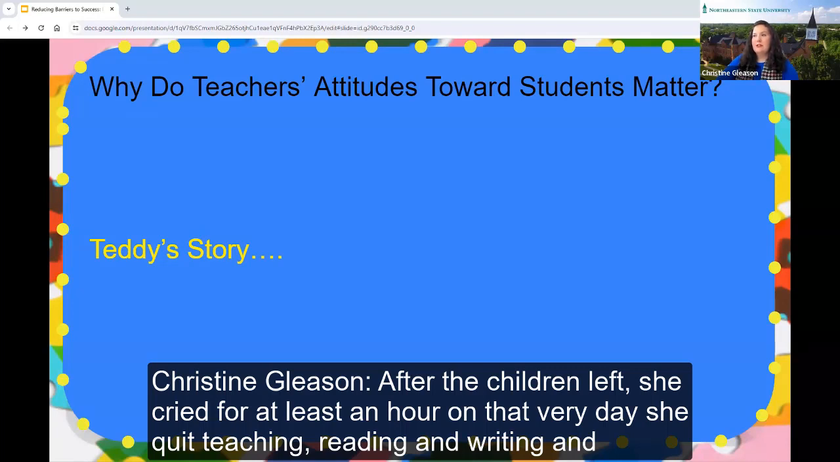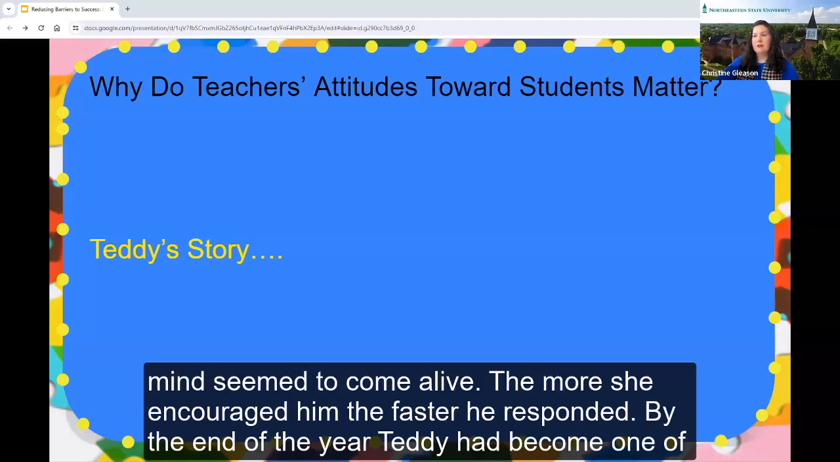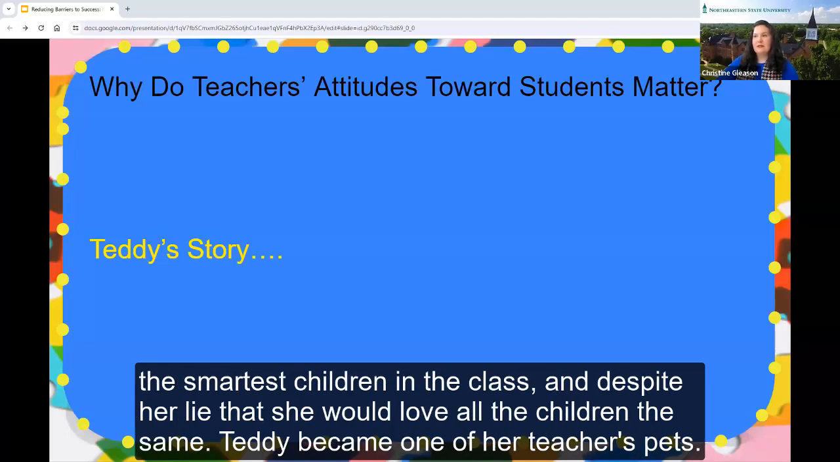On that very day, she quit teaching reading, writing, and arithmetic. Instead, she began to teach children. Mrs. Thompson paid particular attention to Teddy as she worked with him. His mind seemed to come alive. The more she encouraged him, the faster he responded. By the end of the year, Teddy had become one of the smartest children in the class, and despite her lie that she would love all the children the same, Teddy became one of her teacher's pets.